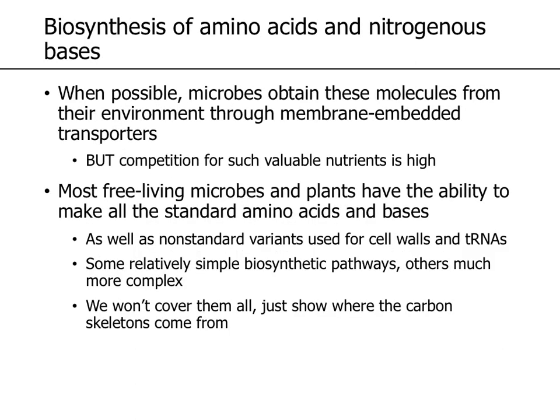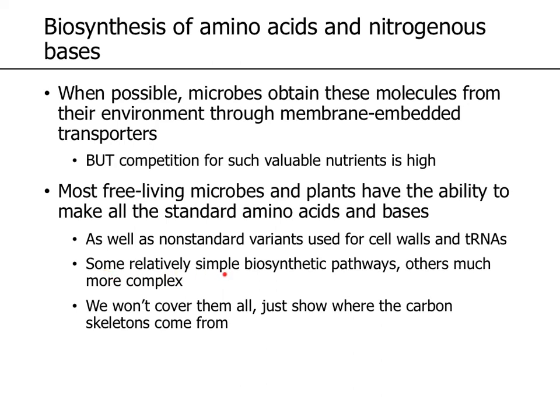All right, so now we'll talk about amino acids and nitrogenous bases. How do the cells make these? When possible, they're going to try and get them from the environment. They don't want to use the energy to do this, so they're going to take it from the environment if they can, but depending on where they're living, competition for these nutrients can be really high. And so most of these free-living microbes and plants have the ability to make all the standard amino acids and bases, as well as the non-standard variants and the ones used for cell wall and tRNAs.